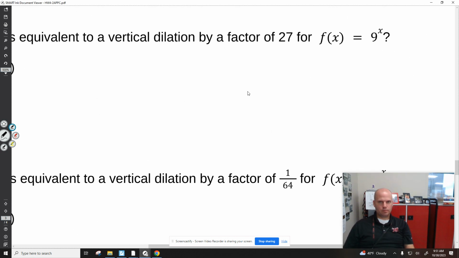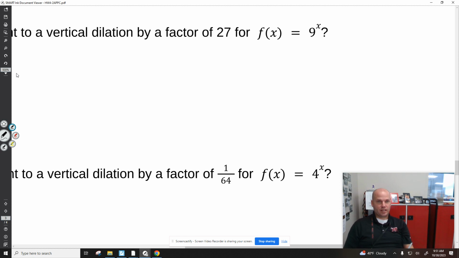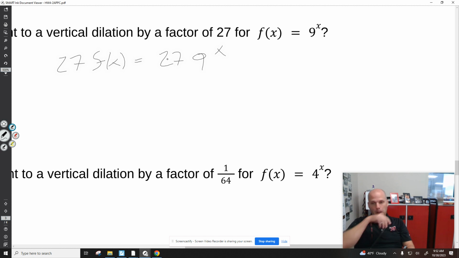Okay, we got some more. Vertical dilation by a factor of 27. So a vertical dilation of a factor of 27 is multiplying 27 by the function. So I got 27 times 9 to the x. Well, again, this is tricky. 9 to some number is 27. Okay, that's what they're trying to say.